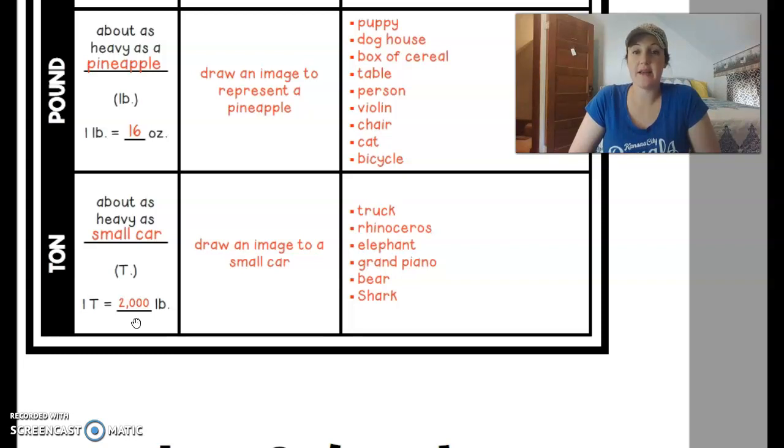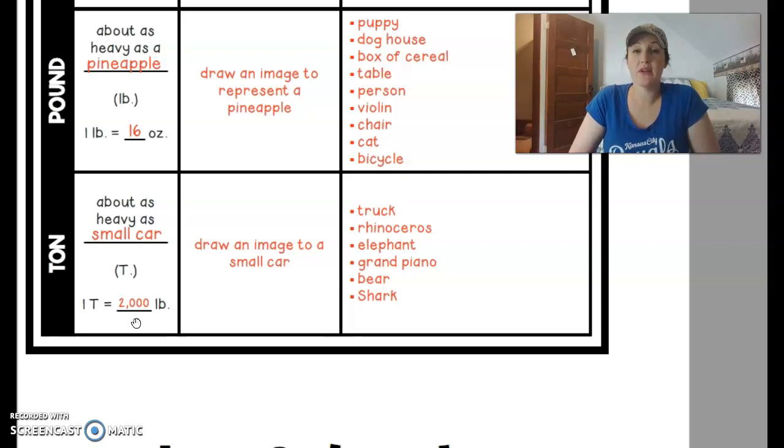Okay, and then some examples of things that would weigh in the tons would be a truck, a rhinoceros, an elephant. Obviously an elephant's probably going to weigh a couple of tons. A grand piano, a bear, a shark. So some of these might weigh just at a ton. Some of them might weigh 2 tons. It just kind of depends what it is. So go ahead and think of some examples.